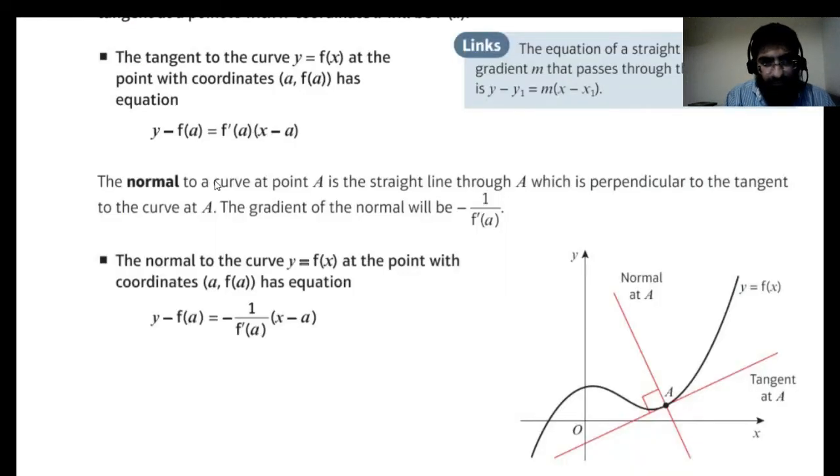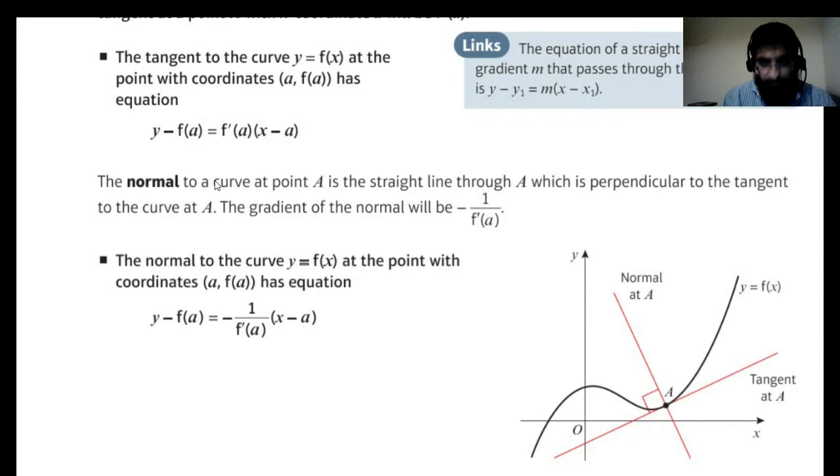Y1 is what? Y1 is f of a, is equal to minus 1 over f dash x times x minus a.